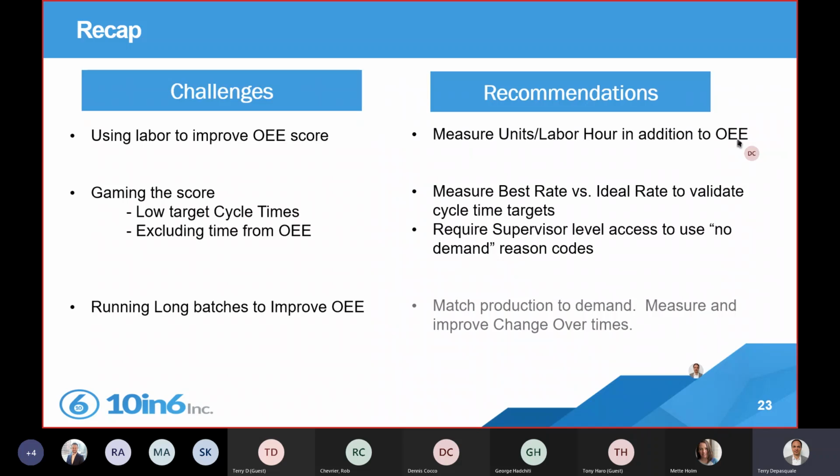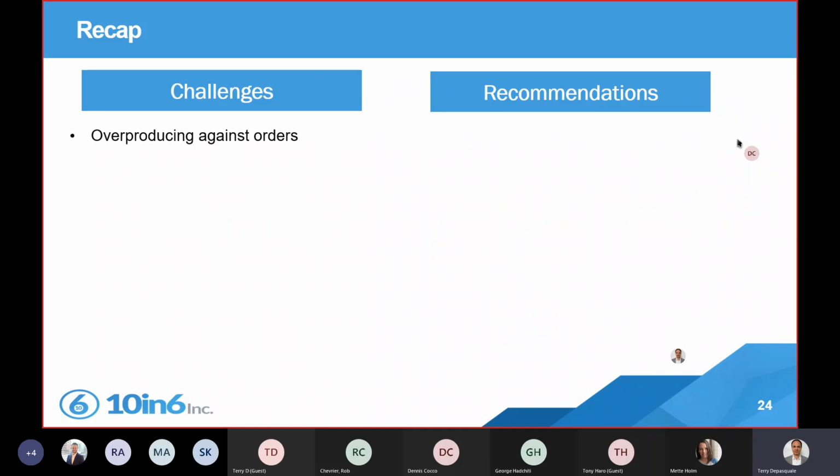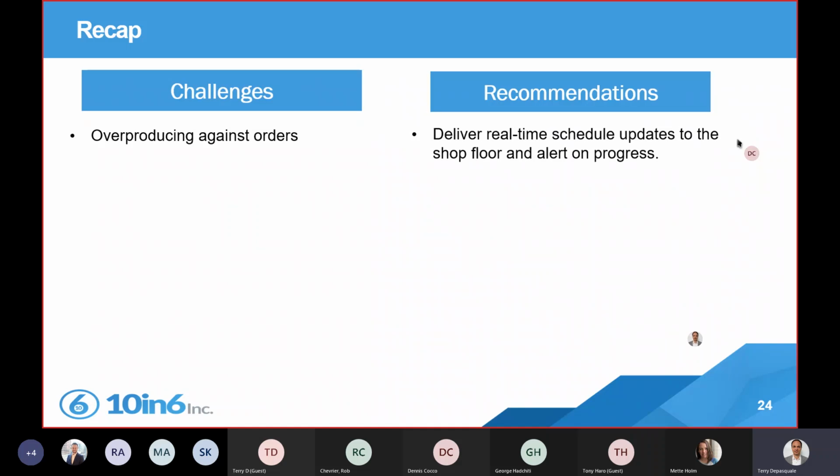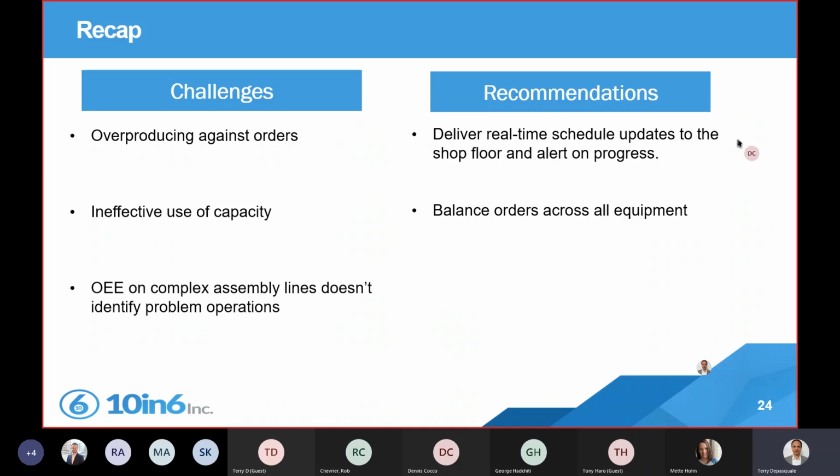Talked about running long batches to improve OEE, and of course, match your production to your demand and have a tool that helps you measure and improve your changeover times. Again, overproducing against orders, have a real-time schedule delivered to the shop floor and have alerts on progress to make sure people know when it's time to do changeovers. This can also help with your changeover times, having that visibility that a production order is reaching its conclusion. And as Dennis talked about just recently with the ineffective use of capacity, balancing your orders across your equipment, having that visibility of what work you have to complete in the week and what capacity you have.